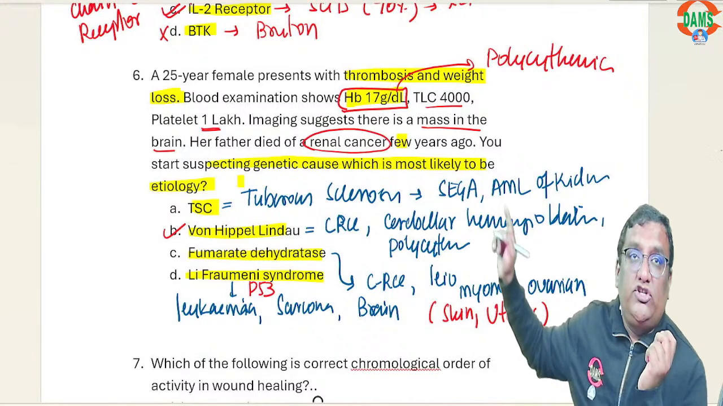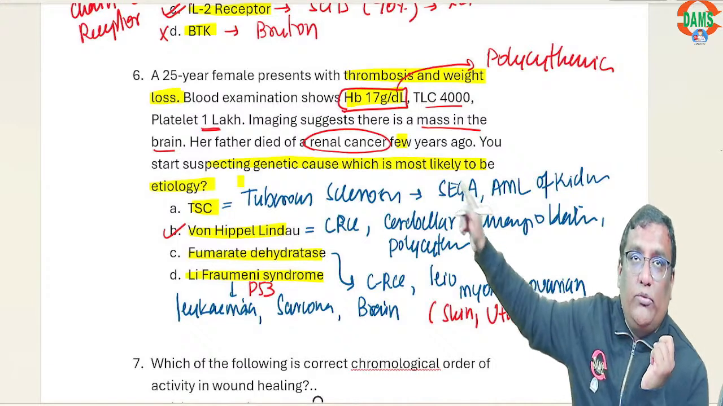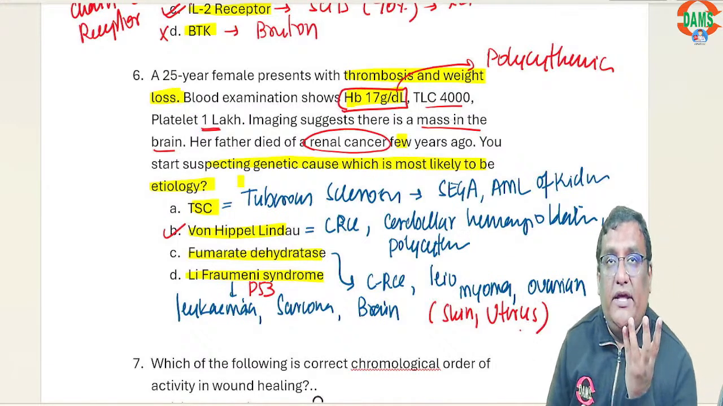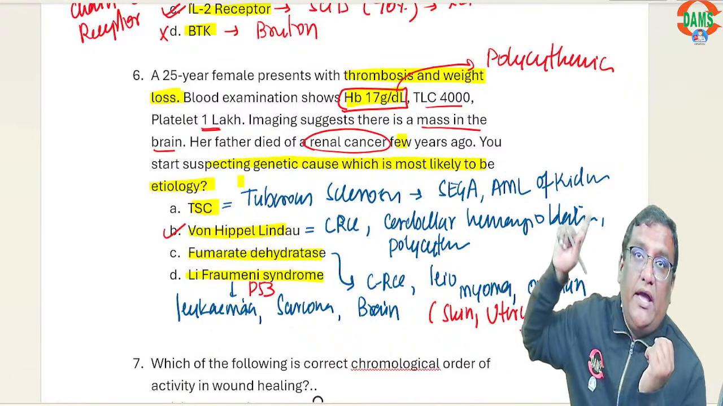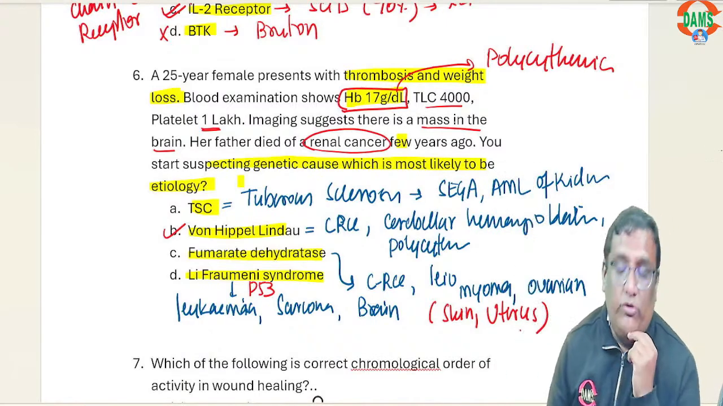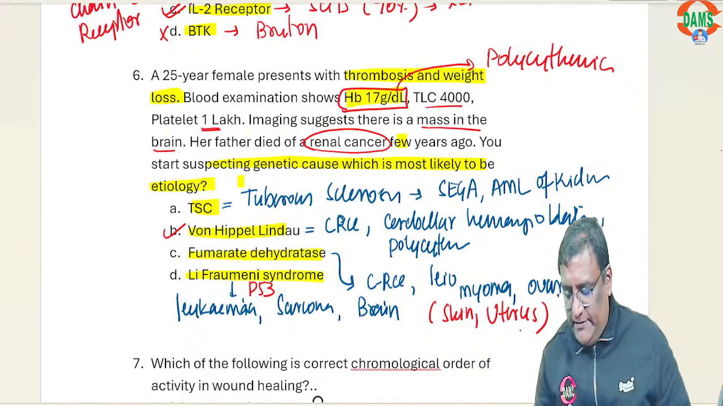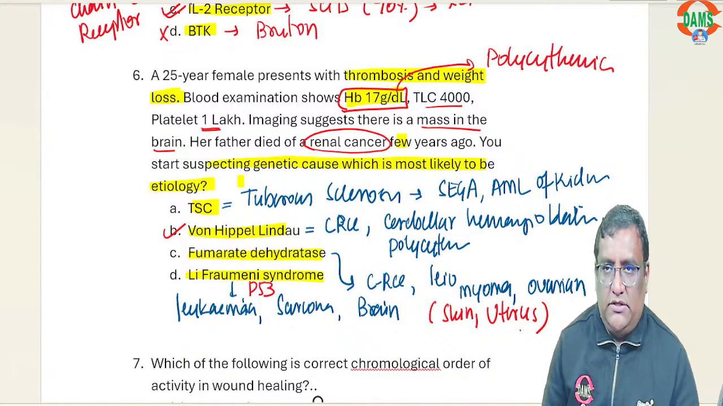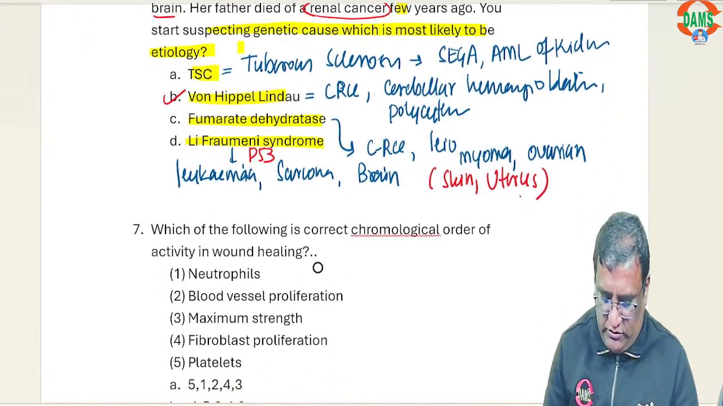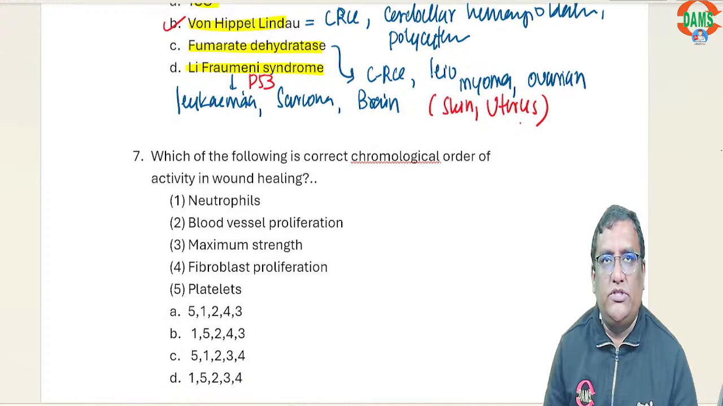Lymphangiomyomatosis will be seen in tuberous sclerosis. Cortical tubers will be there. Shagreen patches can be there. SEGA, subependymal giant cell astrocytoma, angiomyolipoma of the kidney, and lymphangiomyomatosis can be seen in tuberous sclerosis, right? Yes. Next, question number 7. Let us look at this question now.